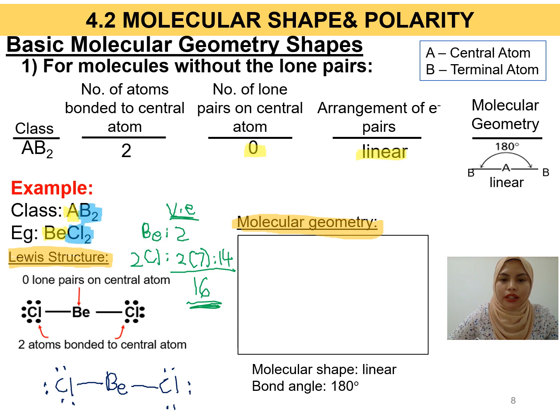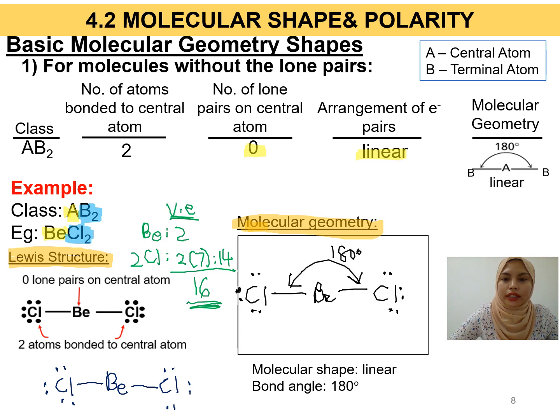Okay, so how do you draw the molecular geometry? You happen to be lucky because the Lewis structure of this BeCl2 is already linear. So it is easier for you to draw its molecular geometry. Okay, so just put Be in the middle and then Cl on the left and right. Then complete the lone pairs of the Cl. Okay, so you know that BeCl2 has a linear shape with one angle of 180 degrees.